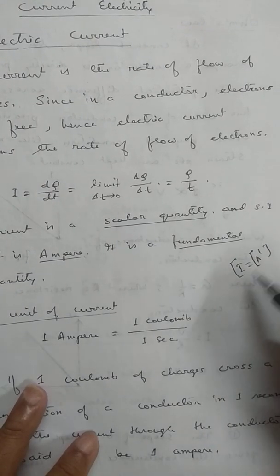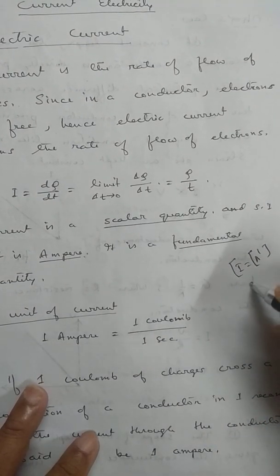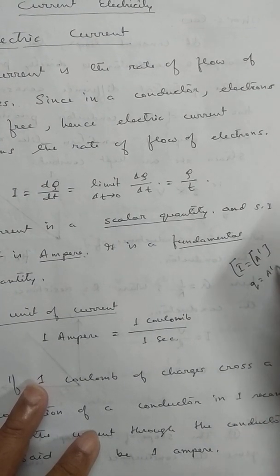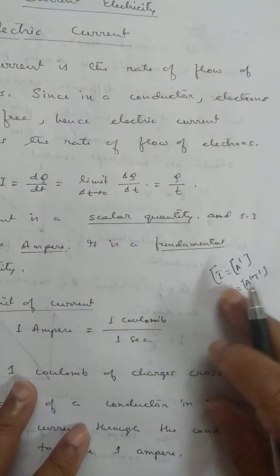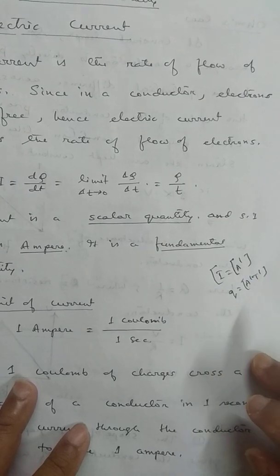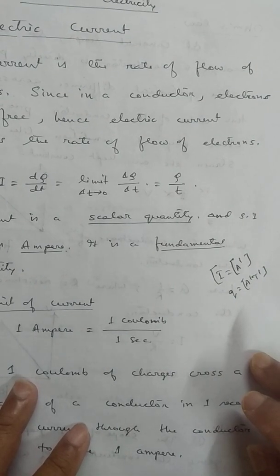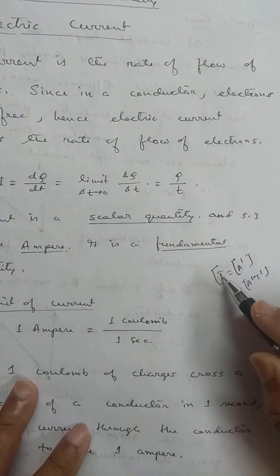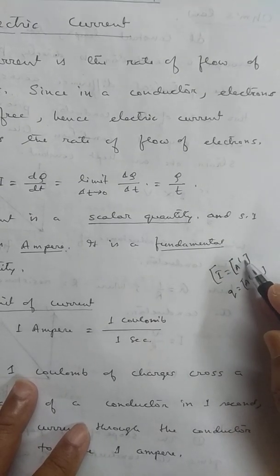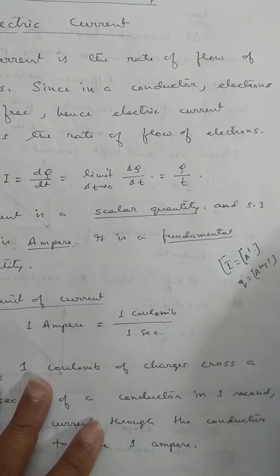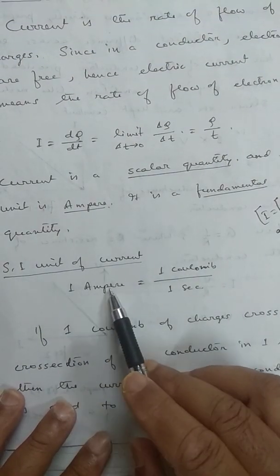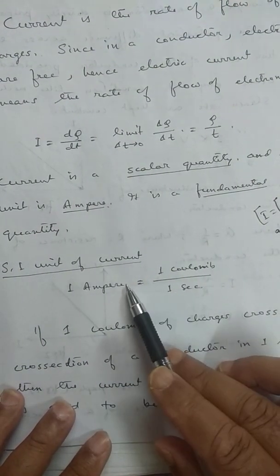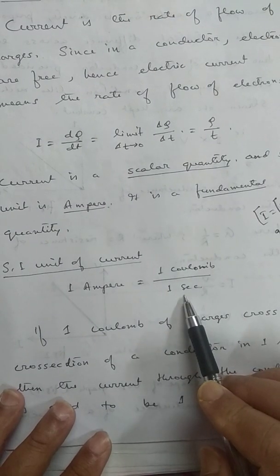Dimension of electric current is A1. But what is the dimension of charge? It is A1T1. We cannot write the dimension of charge as Q1 because charge is not fundamental. But we can write the dimension of current as A1 because current is fundamental. What is the SI unit? It is 1 ampere, and 1 ampere means 1 coulomb by 1 second.